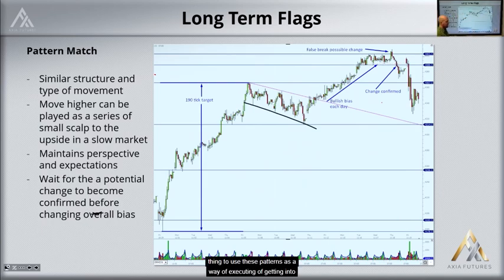There's one thing to use these patterns as a way of executing, of getting into a trade, but there's also that element of understanding the wider patterns. When you see a flag over the course of 2-3 days, 2-3 weeks even, then when that breaks, you've got this sort of wider, more generalized direction. And it's about always looking at it again, right: until I see a reason to change my mind from this time frame, I can maintain a bullish bias on this market.